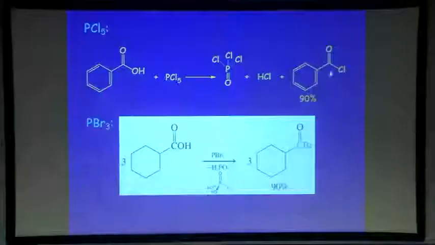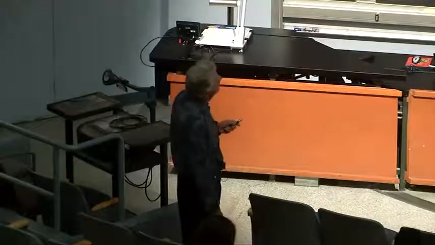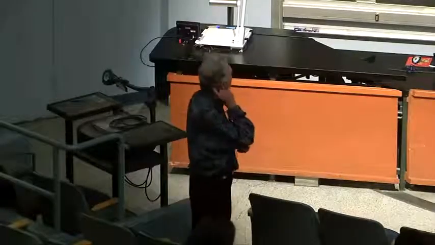Okay, so PCl5 does the same thing. It turns a carboxylic acid into the acyl chloride. And PBr3 is used for the bromination. Acyl bromides are more reactive, more corrosive than acyl chlorides. HBr is a stronger acid, and so you use PBr3 to make these guys. Okay, so much for acyl halides.